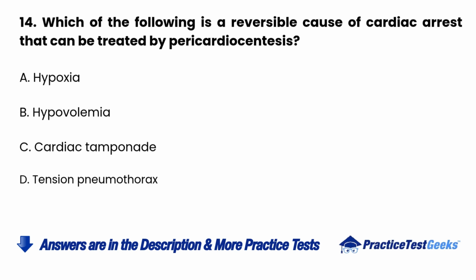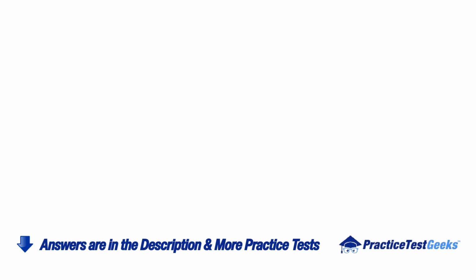14. Which of the following is a reversible cause of cardiac arrest that can be treated by pericardiocentesis? A. Hypoxia. B. Hypovolemia. C. Cardiac tamponade. D. Tension pneumothorax.